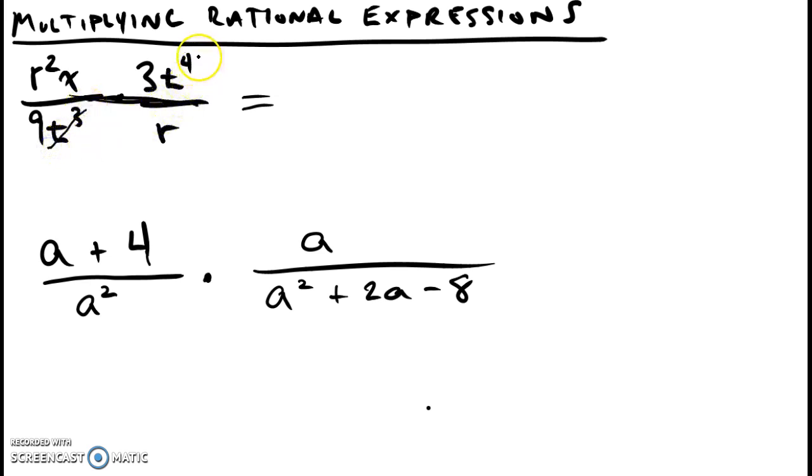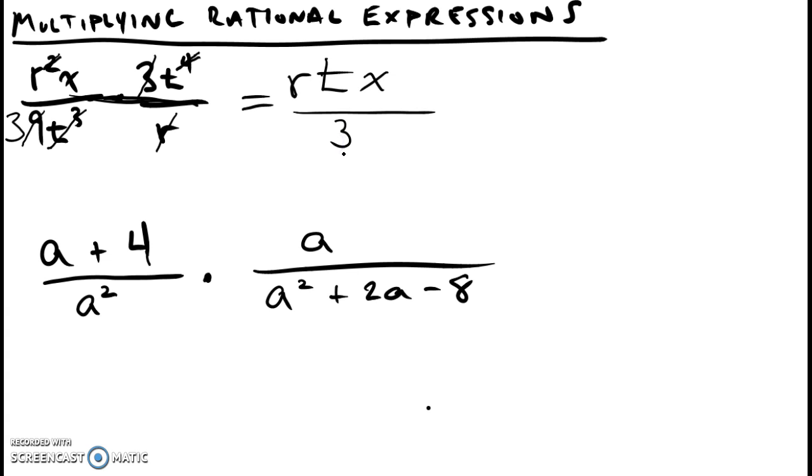T to the 4th divided by t to the 3rd is just t to the 1st, or t. R squared divided by r is just r in the numerator. And now we're going to reduce 3/9 to be 1/3. So now we can write it all together. I'm writing it alphabetically, so r, t, x over 3. And we just simplified that expression.